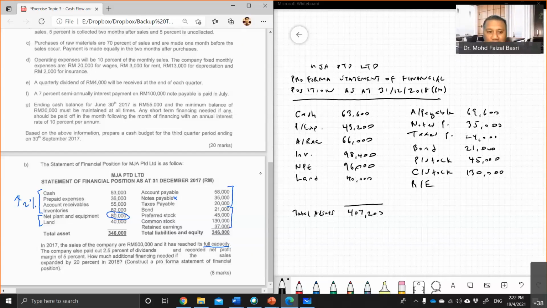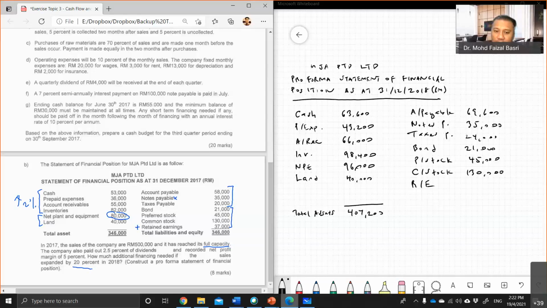Okay, so for this retained earnings, this is special. I'm going to put a plus symbol there. Why special? Because it will increase. It will not be 37 anymore. It will increase, but it will not increase by 20% like the rest. So how do we find the new retained earnings? We have to use formulas.